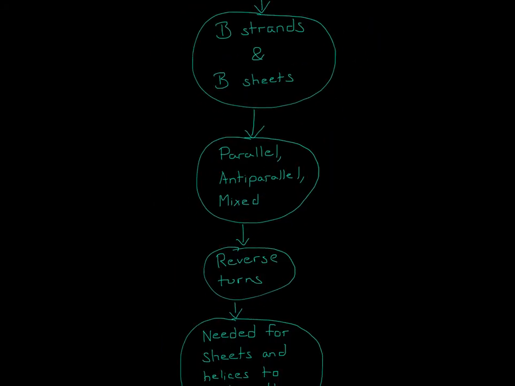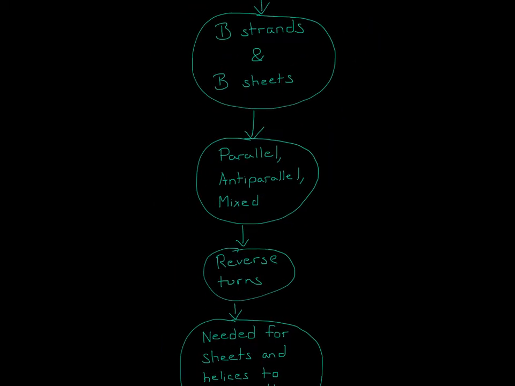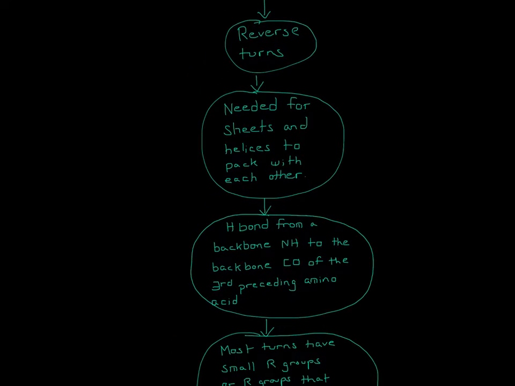And so let's also talk about the other secondary element, which is beta strands or beta sheets. They come in 3 different types. You have parallel, anti-parallel, and mixed. There's also another type of secondary structural element called the reverse turn. So why are these needed? They're needed for sheets and for helices to pack with each other. So that's a pretty important function.